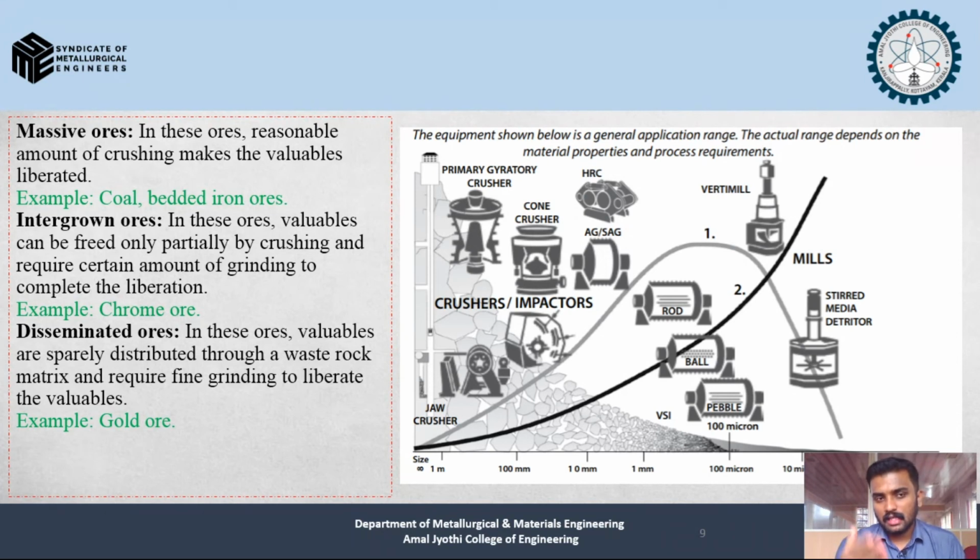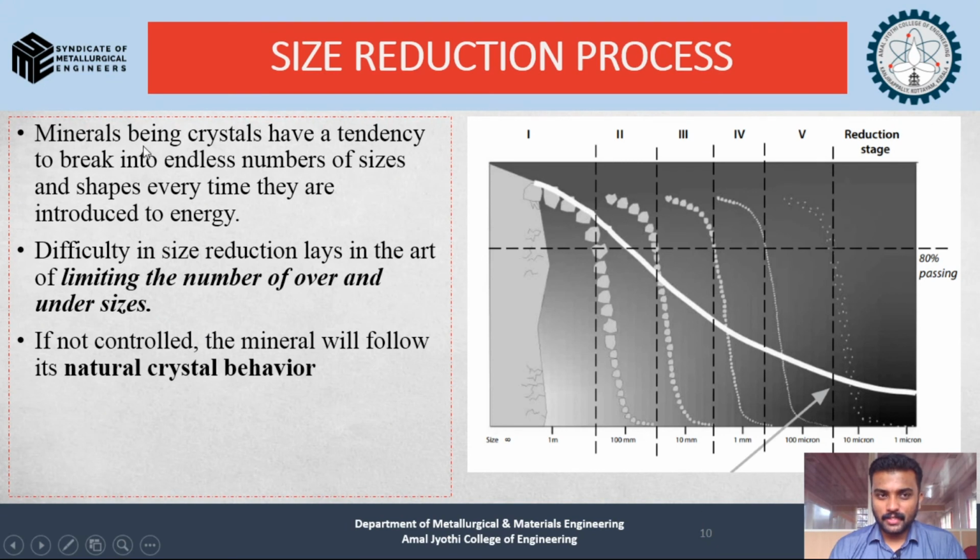So these are the three classifications of ore we feed into the liberation operations: massive ore, interground ores, and the disseminated ores. It is a natural tendency of a mineral to break into an endless number of sizes and shapes every time energy is introduced. Imagine an ore like this, and we are applying energy in terms of fracture or force. It is a natural behavior of a mineral to disintegrate into finer bits. So this is a natural process.